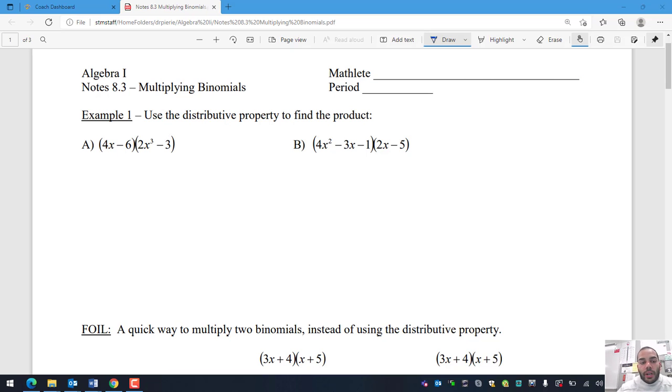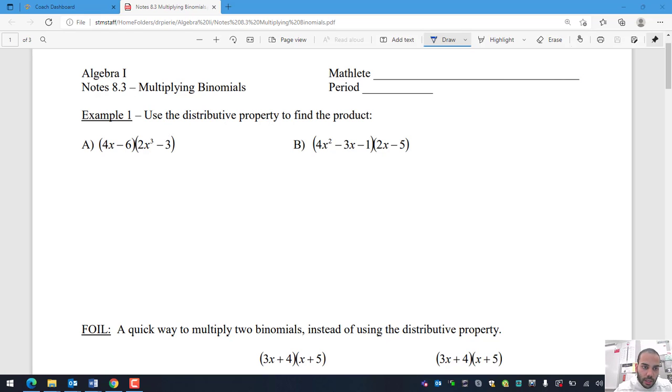All right, guys, in this section, we're going to transition into multiplying binomials together, or multiplying multiple polynomials together. This is a little bit different because this is the first time that we're going to distribute multiple terms to a polynomial. So what do I mean by that? If we look here at example A, we see 4x minus 6 times the quantity 2x cubed minus 3, and it says use the distributive property to find the product.